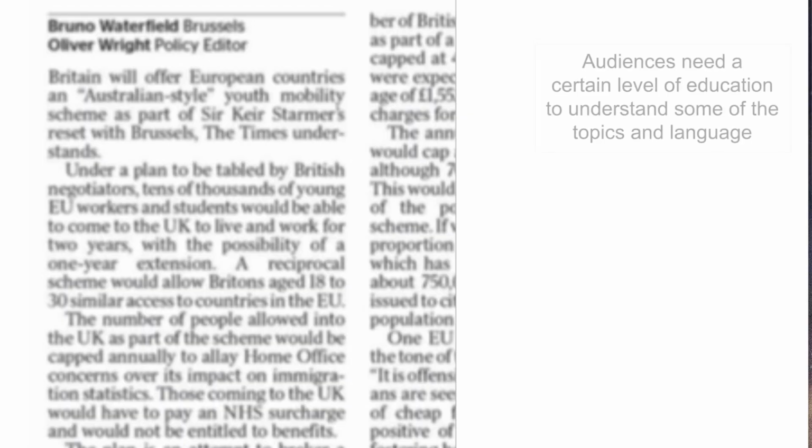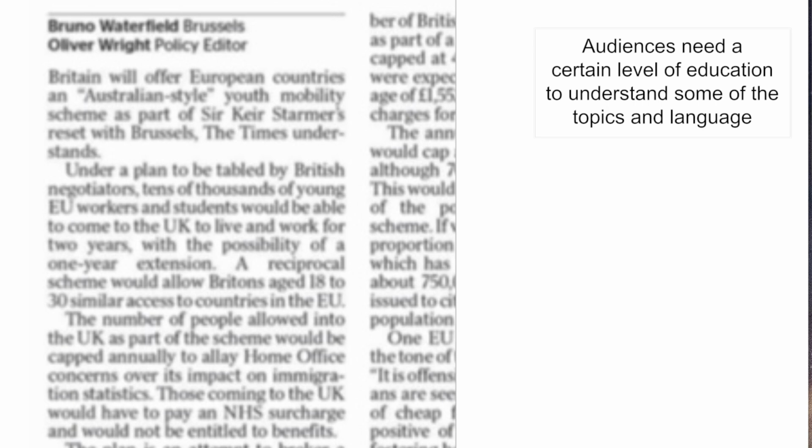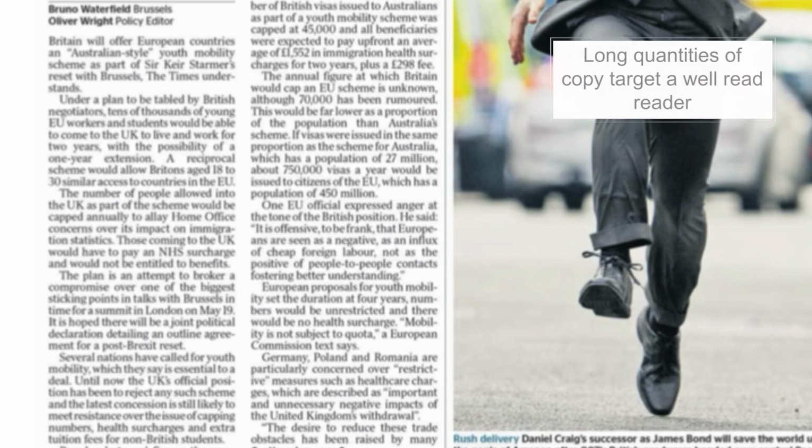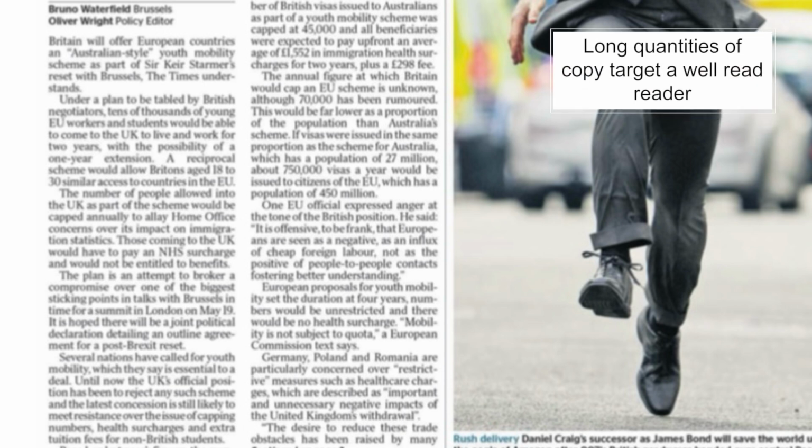And it definitely assumes a more educated reader through the use of language and topics. So, for example, discussing the visa scheme kind of assumes that audiences understand what that is. Talking about distribution rights, a lot of lower educated readers might not understand what goes into distribution of film. And the articles are fairly long and wordy, lots of copy or text. And again, that reflects the education levels of the average reader for The Times.